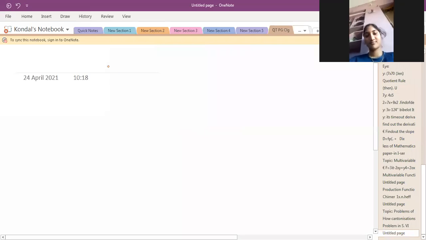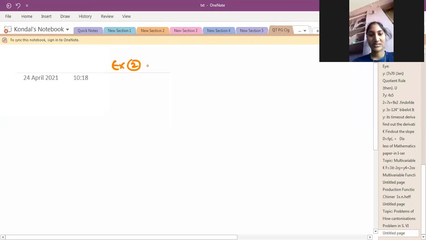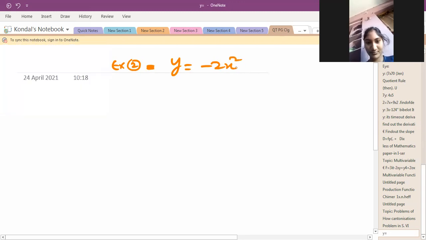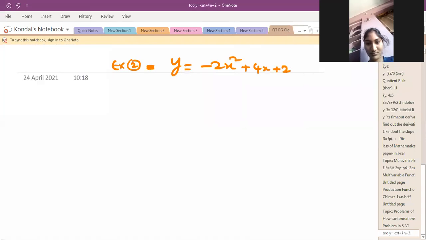See another problem. For example, if you take another problem, second example. Here y is equal to minus 2x square plus 4x plus 2.